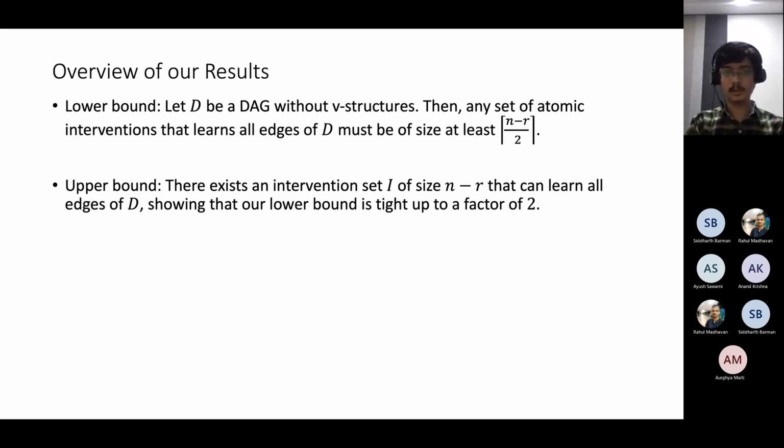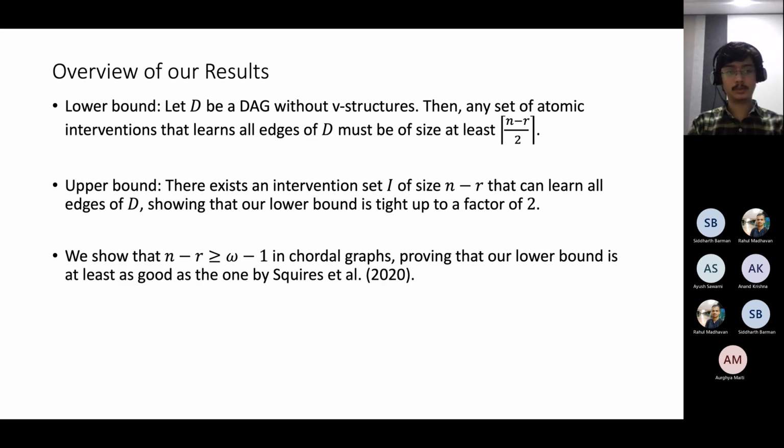Okay, this also shows that the lower bound is tight up to a factor of 2, because n minus r is less than or equal to twice the lower bound. To compare with Squares et al.'s lower bound, we show that n minus r is greater than or equal to omega minus 1, where omega is the size of the maximum clique in chordal graphs. And again, this proves that our lower bound is at least as good as the one by Squares et al.